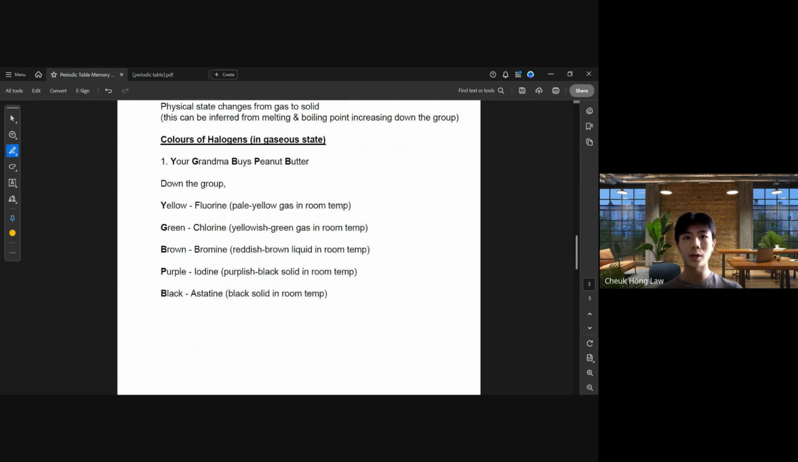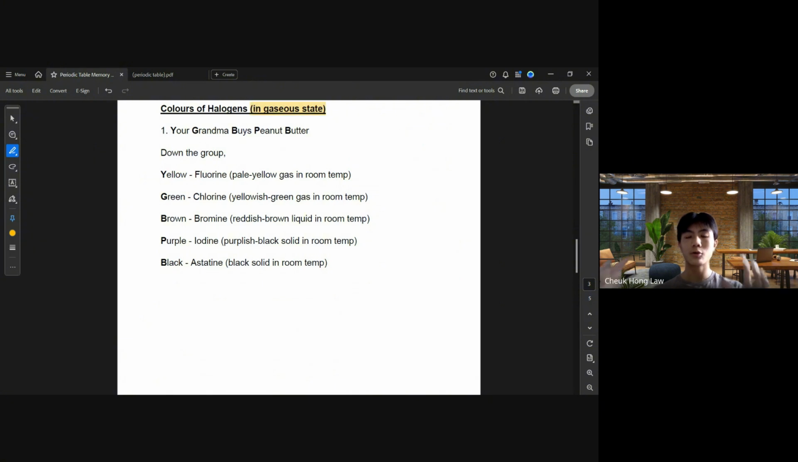Now moving on to the colors. Your group 17 elements are colored substances. So let's remember the colors in gaseous state. Your grandma buys peanut butter. That's a memory shortcut. So Y is yellow, G is green, B is brown, P is purple, B is black. So these are the colors of your group 17 elements in gaseous state.